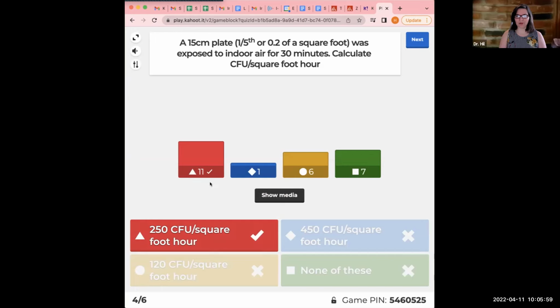All right, so it was 250. Let's find out why. There was 25 CFUs. We divided by the product of the area times time, 0.2 times 0.5, because 30 minutes is half an hour. Or we just intuitively know, since we only sampled 1/5 of the square foot, we have to multiply our CFU number of 25 by 5. And since we only exposed for half an hour, we have to multiply it by 2. So that's basically 25 times 5 times 2, or 25 times 10, 250.